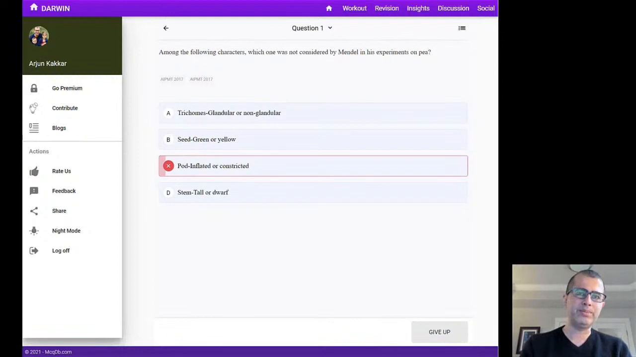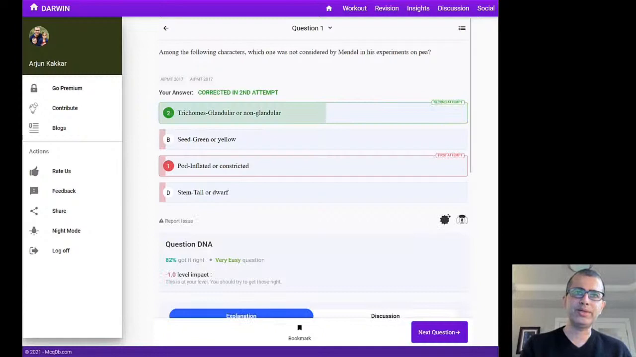But if you got this wrong in the first choice, now you really work your brain to think about what the right answer could be. And it is trichomes glandular or non-glandular. And now that you have attempted this, let's try again. And I got it right. Now that you pushed yourself to think after making a first mistake, it could be a silly mistake like this, and you chose the next answer, you will never forget this. In fact, you will never forget that pod inflated and constricted was the wrong option.